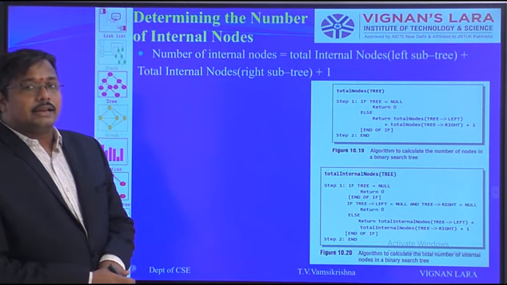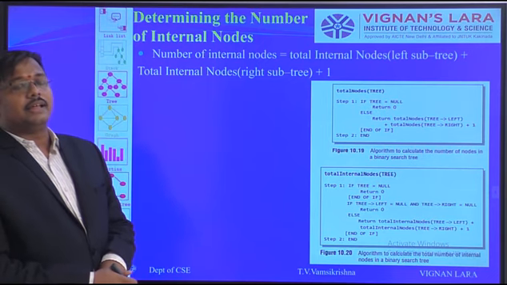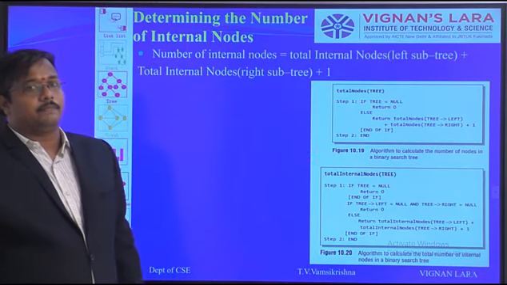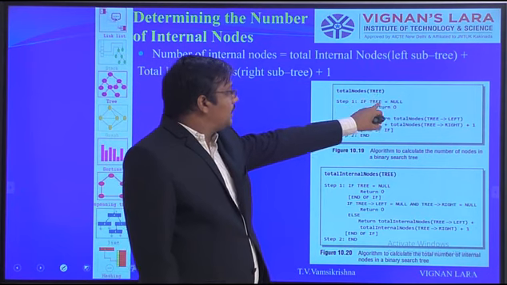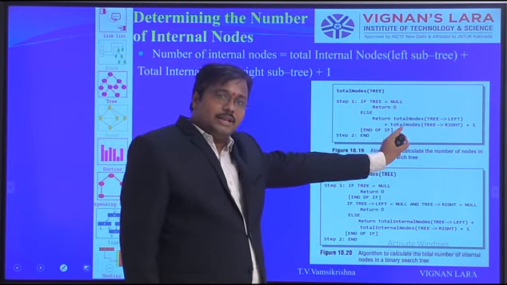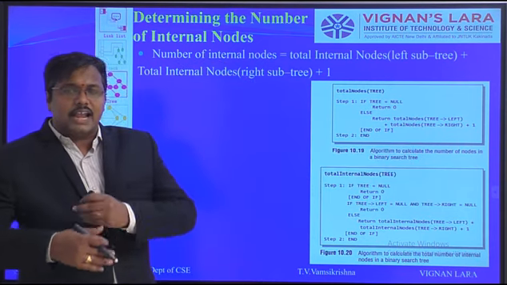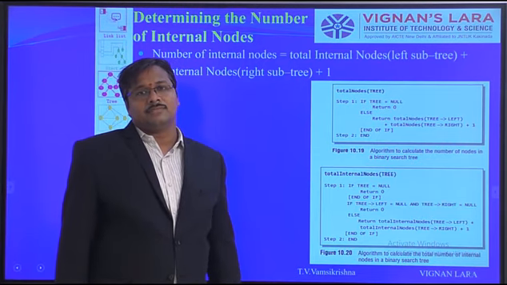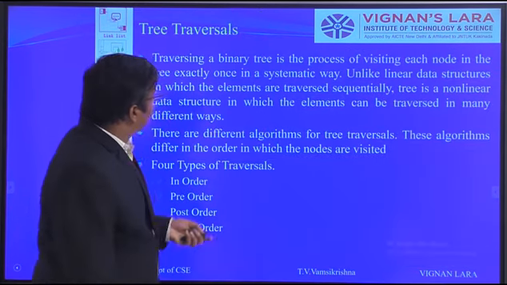Similarly, we can calculate the total number of nodes in the tree. Very easy. Initially we are passing the root node address. If the T value is null, return 0. If not null, total number of nodes of T of left plus total number of nodes of right plus 1. So the majority of the codes in the binary search tree use recursion only. With the help of recursion we can write codes very easily in the binary search tree.